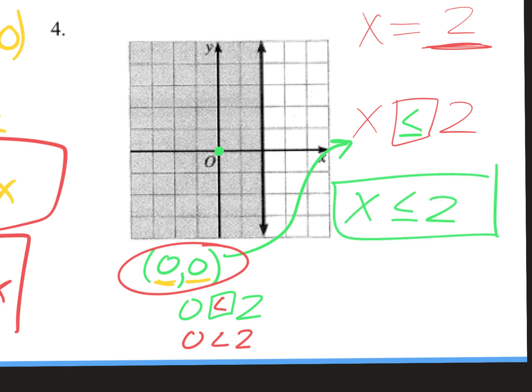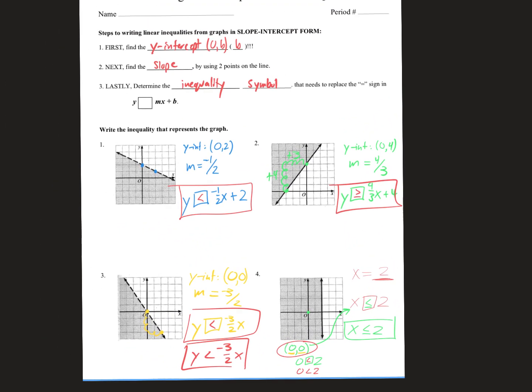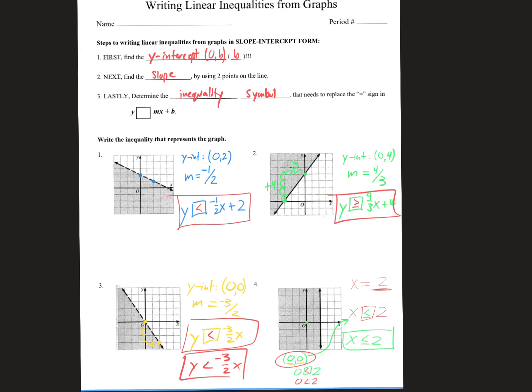That is our inequality. The other way you could think about this is, well, I'm on the x-axis and they shaded everything to the left. Well, x only gets smaller as I go to the left. So x must be less than 2 by that reasoning as well. So you can either pick out a point and test it out, or in this case, you could reason through it a little bit if you wanted to. Okay, that concludes our notes for this unit. I have a brief homework worksheet, and then that's it for the unit.